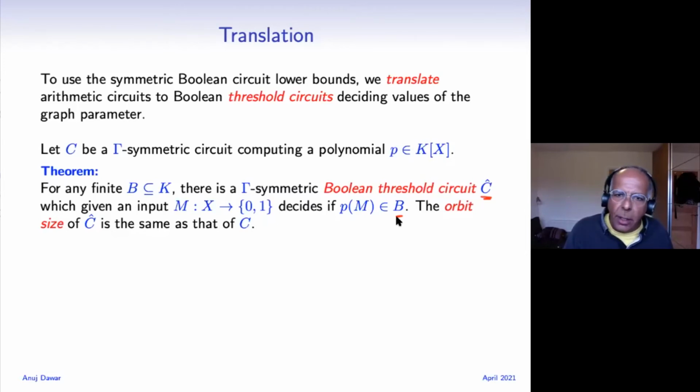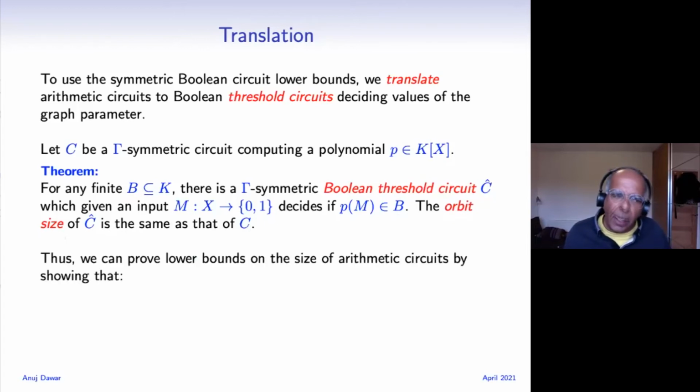The translation from C to C hat is not necessarily polynomial size, because in particular it depends upon this set B, and moreover, K is an arbitrary field. Like, it may be a real field, then you may specify real numbers up to arbitrary precision, and that can blow up the size. But the important thing we have is that the orbit size, the maximum size of an orbit of a gate, is the same in C hat as in C. Okay. So I'm not going to give you a proof of this, but it is a fairly straightforward translation.